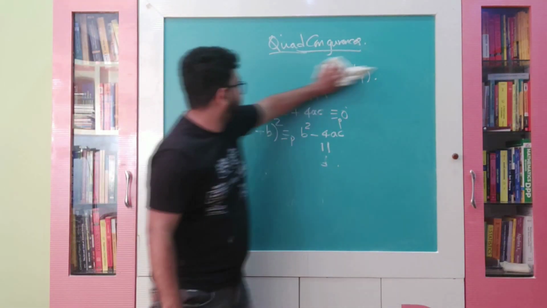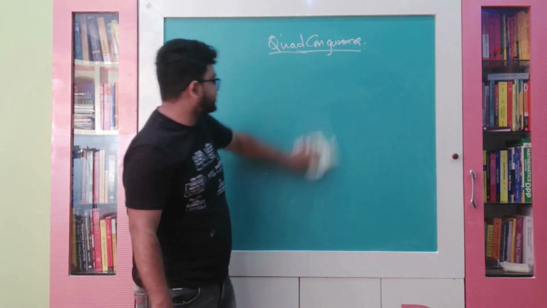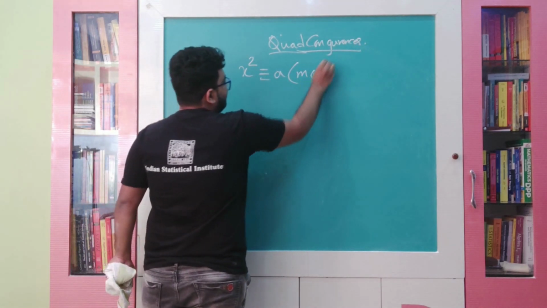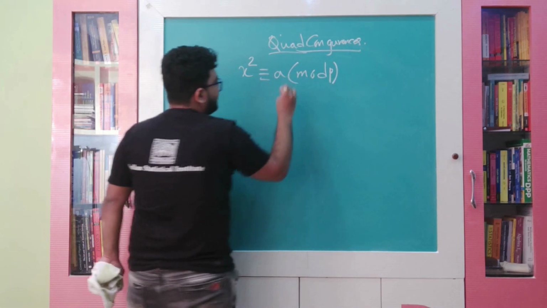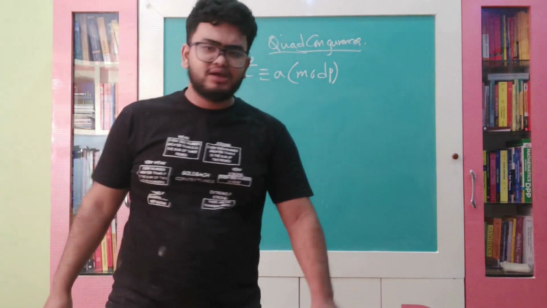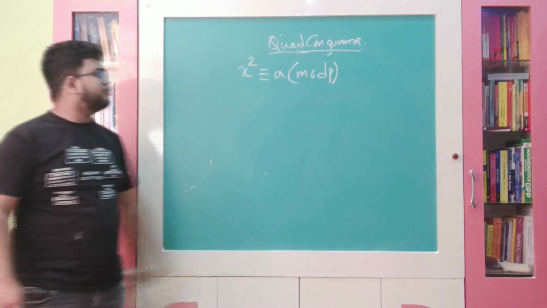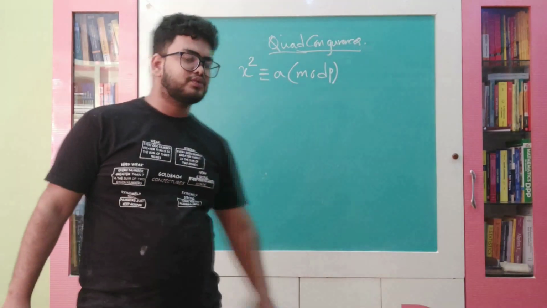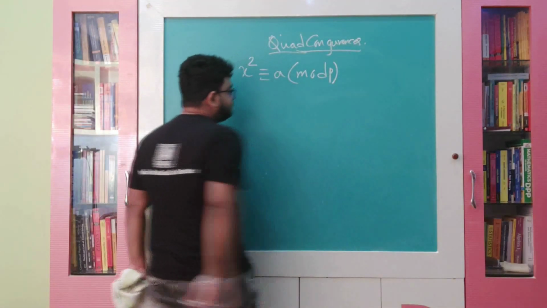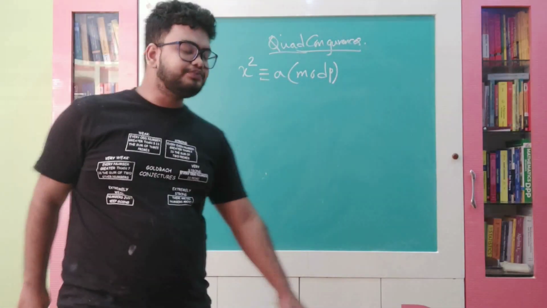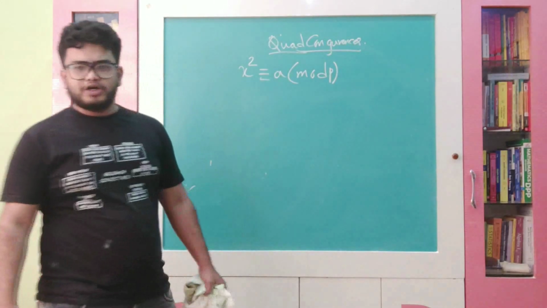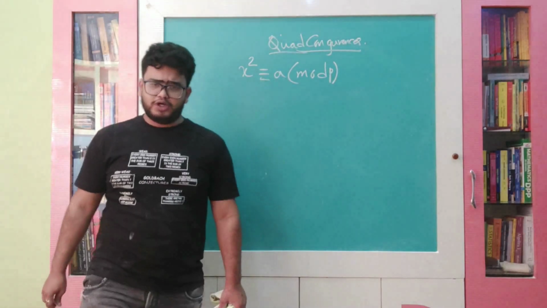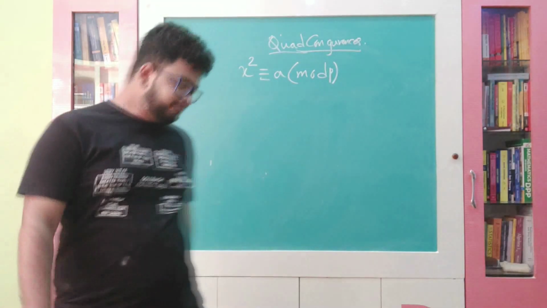So we deal with the equation x squared congruent to a mod p. We say a is a quadratic residue modulo p if x squared congruent to a mod p has a solution. And a is called a non-residue modulo p, a quadratic non-residue, if x squared congruent to a mod p doesn't have a solution.